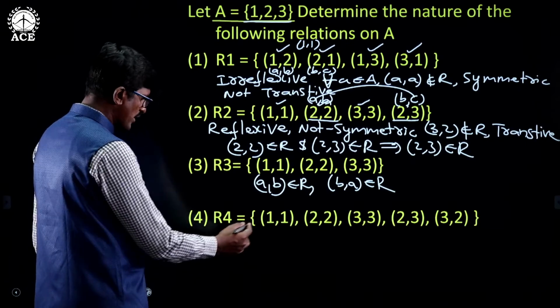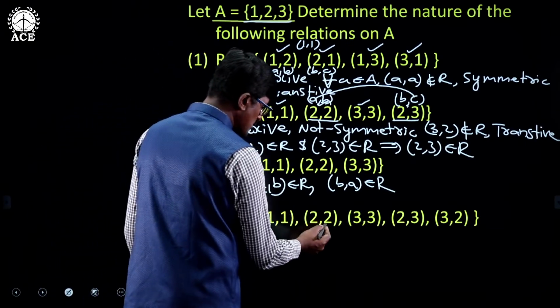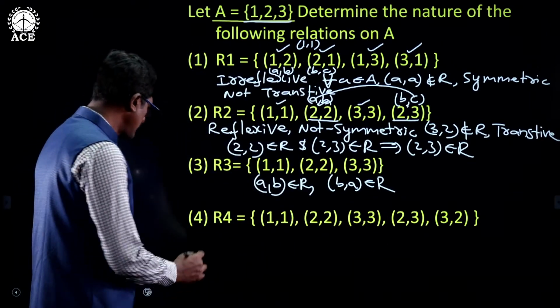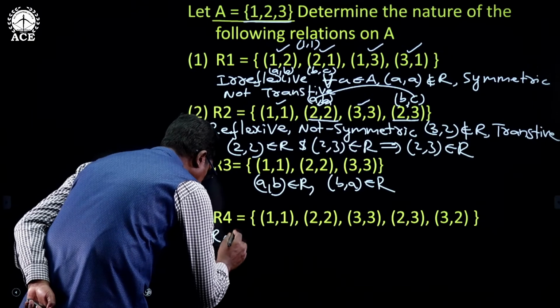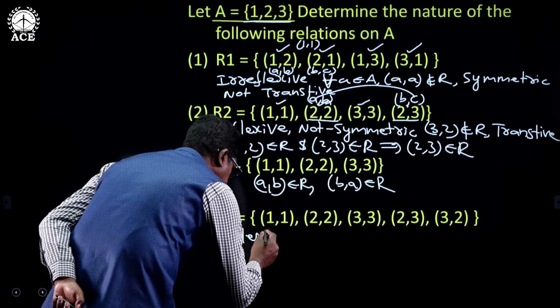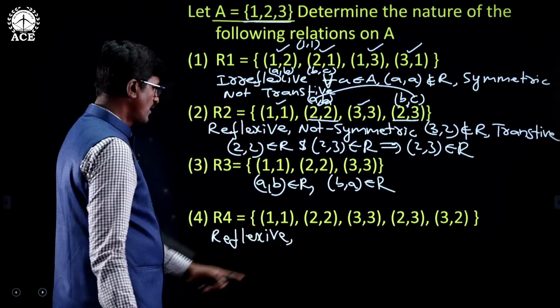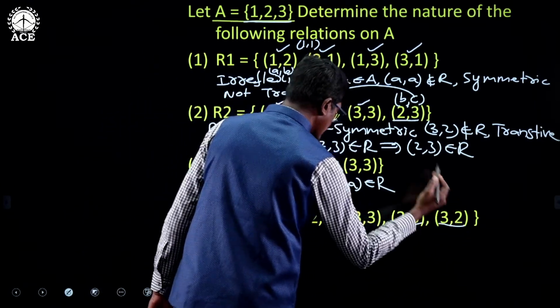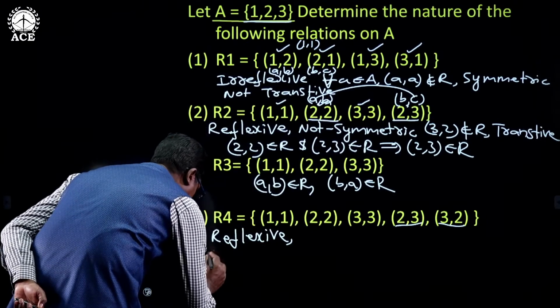Now R4: (1,1) is there, (2,2) is there, (3,3) is there. Therefore, it is a reflexive relation. R4 is reflexive. Next, (2,3) is there, (3,2) is there. So, it is symmetric.